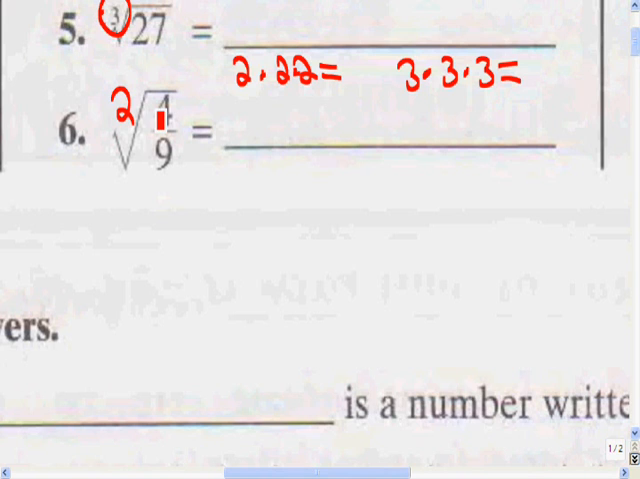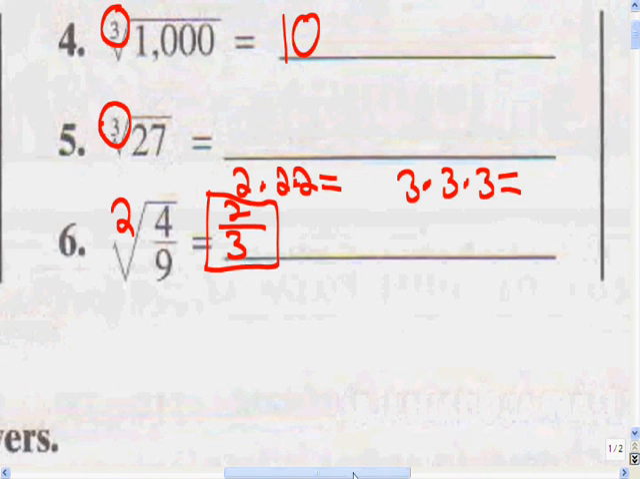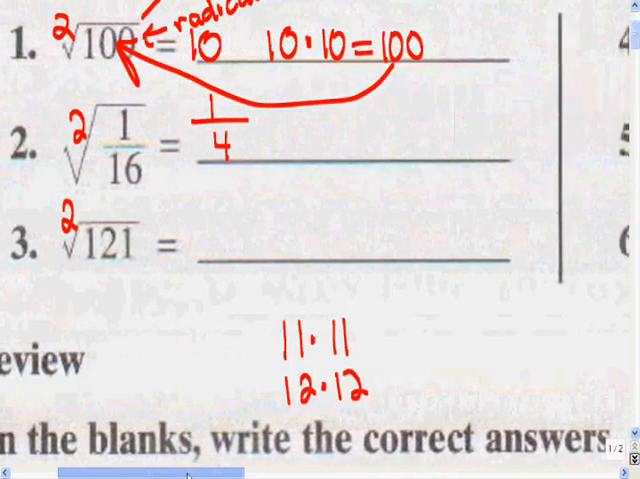Here they're asking me to find the number that when you multiply it times itself 2 times gives you 4, and the number that when you multiply it times itself 2 times gives you 9. My brain already tells me that the answer here is 2 because 2 times 2 equals 4. And the answer here is 3 because 3 times 3 is 9. So my answer is 2 over 3. Make sure you do 5 and 3 over here, okay? Don't forget to do those.